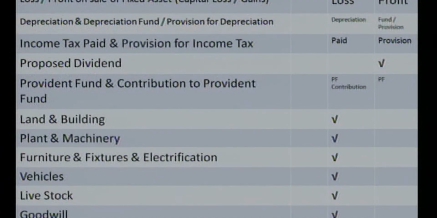Next one, on your screen, land and building, plant and machinery, furniture and fixtures, as well as the electrification, vehicles, livestock being the animals, goodwill, patents, all such are the fixed assets, either visible or invisible. They bear the debit balance.